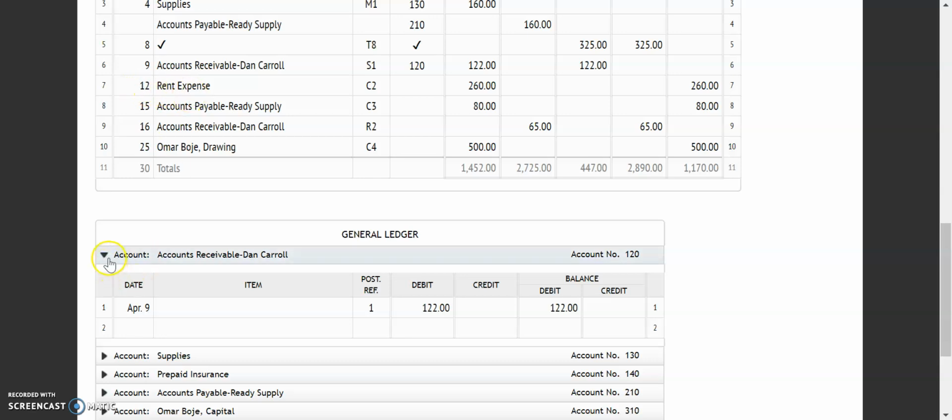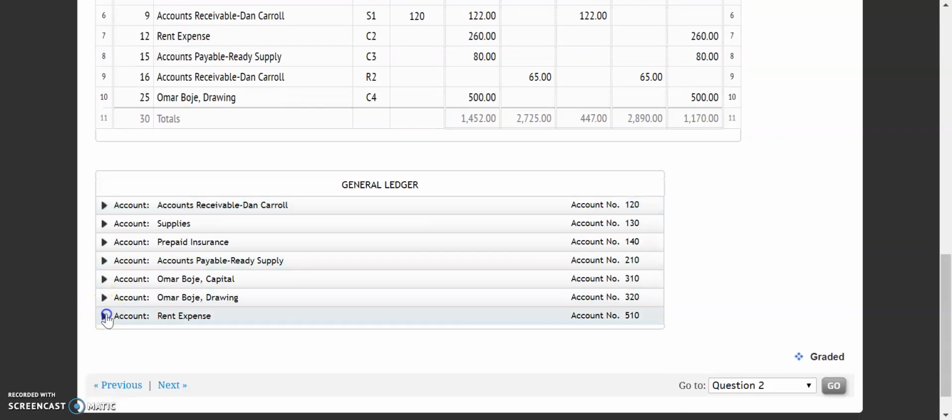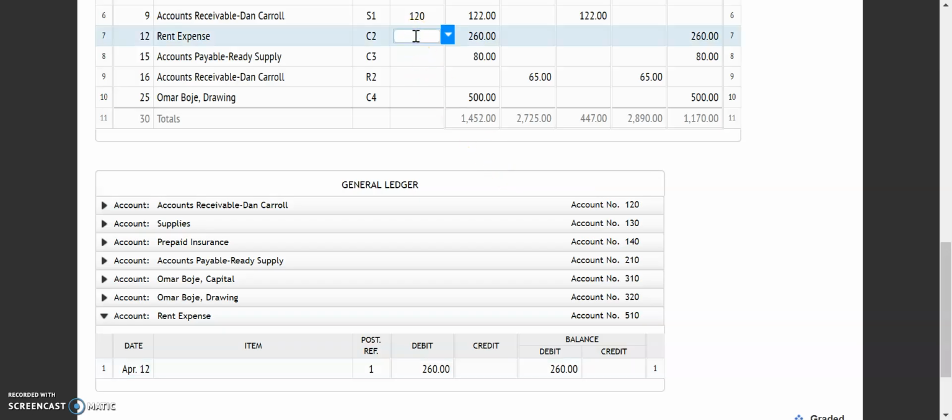Next transaction is on April 12th in rent expense. So we open up rent expense. Again, April 12th. Post reference is journal page 1. We have a debit of 260, which means we have a balance of 260, and our account number is 510. We bring that right back up to our journal and put that in the post reference column.